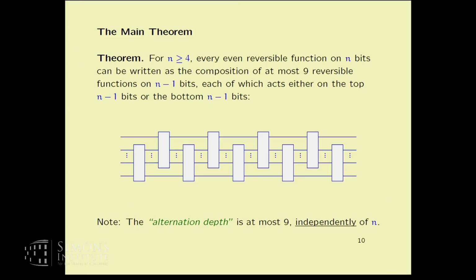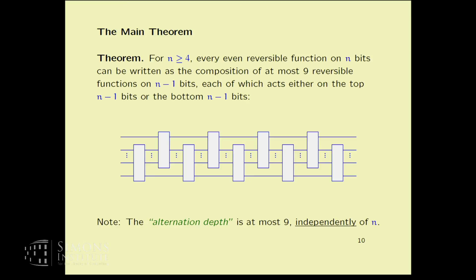Of course, it's not remarkable that every even function on n bits can in general be decomposed into parts acting only on n minus 1 bits. That we already know. For example, the Toffoli generators, right? It can already be decomposed into those. But rather what's remarkable is that the number 9 here is completely independent of n. Even if you had 1024 bits here, it can still be done with only 9 alternations.